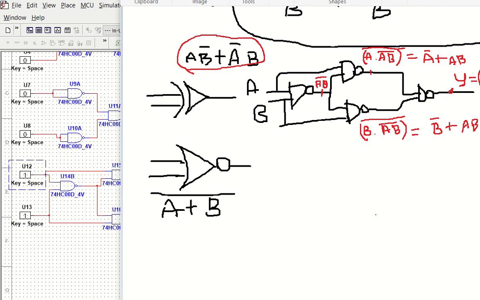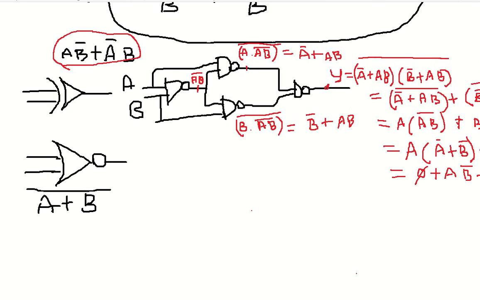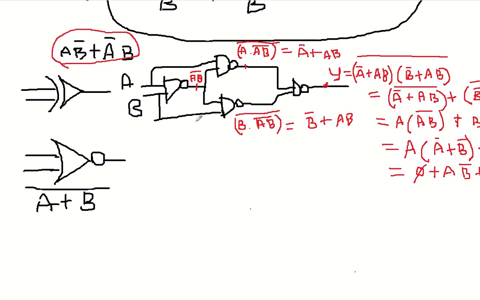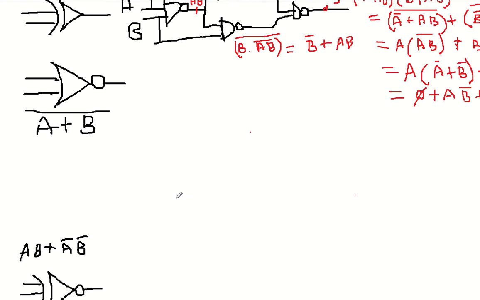So now we can try to make a gate using NAND. Using NAND, you are going to design NOR gate. Using NAND, you are going to design NOR gate. So how can we do it? If we apply De Morgan's here, it is supposed to be A bar, B bar.